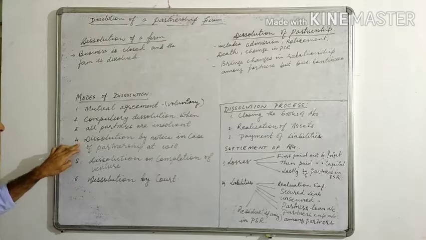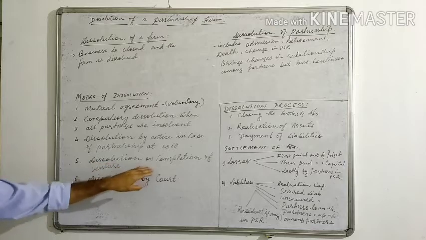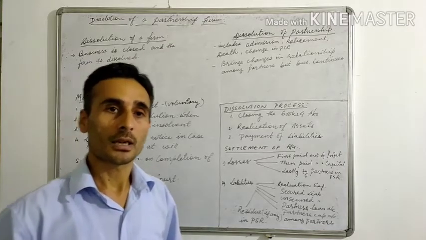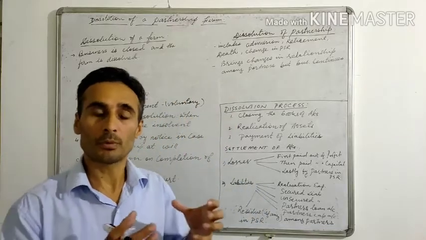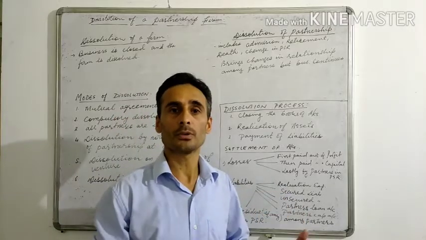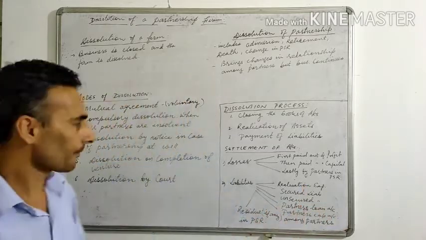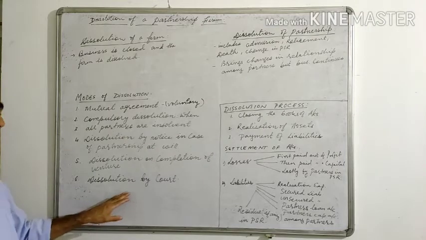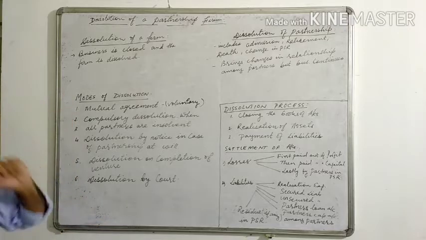Dissolution by notice in case of partnership at will. Dissolution can take place on completion of venture. Supposing the partnership firm is started for a particular business, and when that particular venture comes to an end, the firm will also come to an end. The business will be closed and the firm dissolved. Then lastly, dissolution by court. That means the court will give an order for the dissolution of the firm.